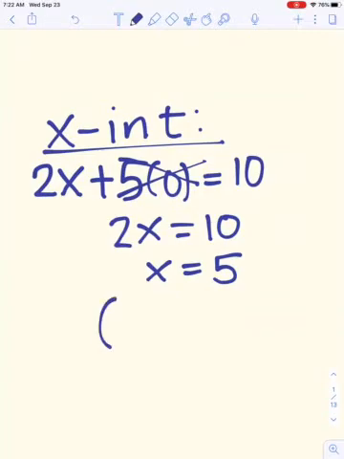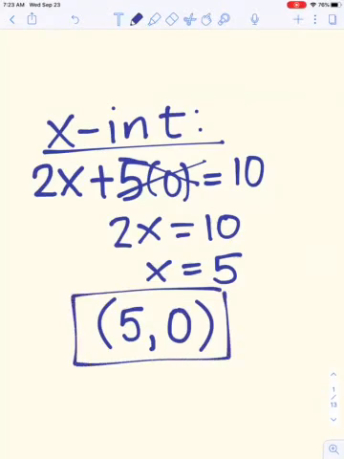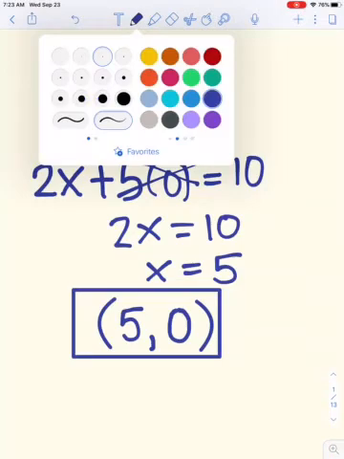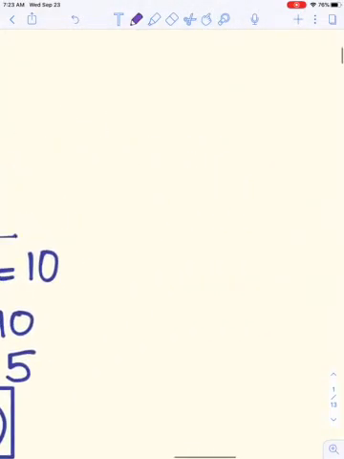Now remember, x equals 5 is a line. We don't want a line, we want a point. We need an ordered pair, okay? So we need the ordered pair. What did we get for x? We got 5. And for y, we plugged in 0. So that is your x-intercept. That's the point where it crosses the x-axis, okay?